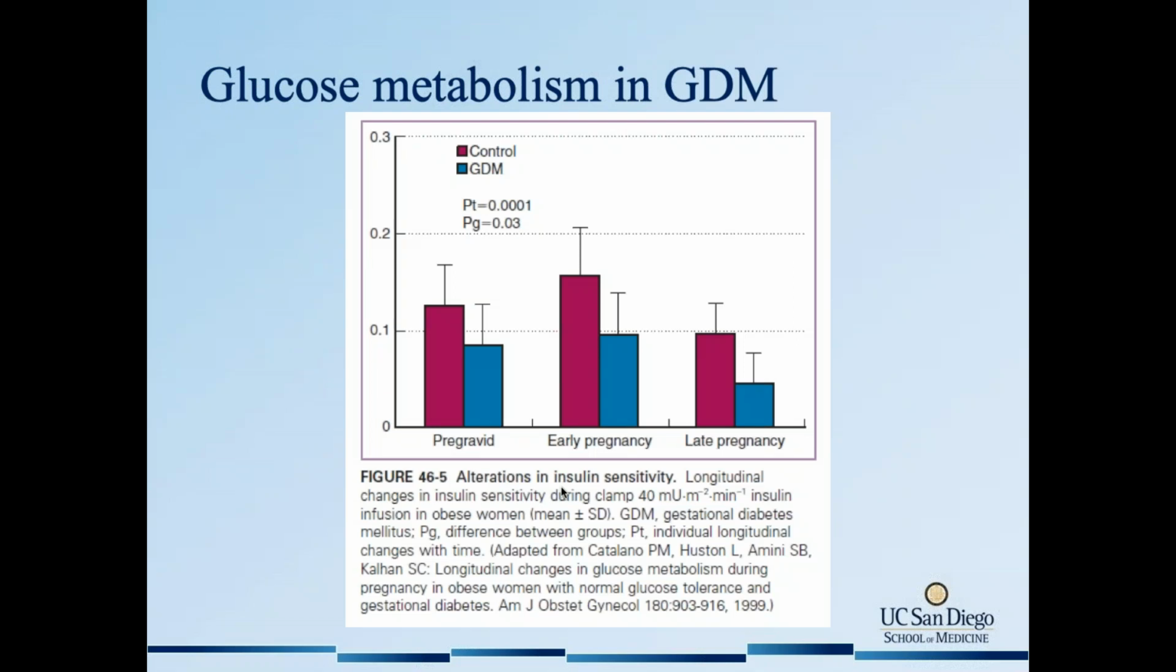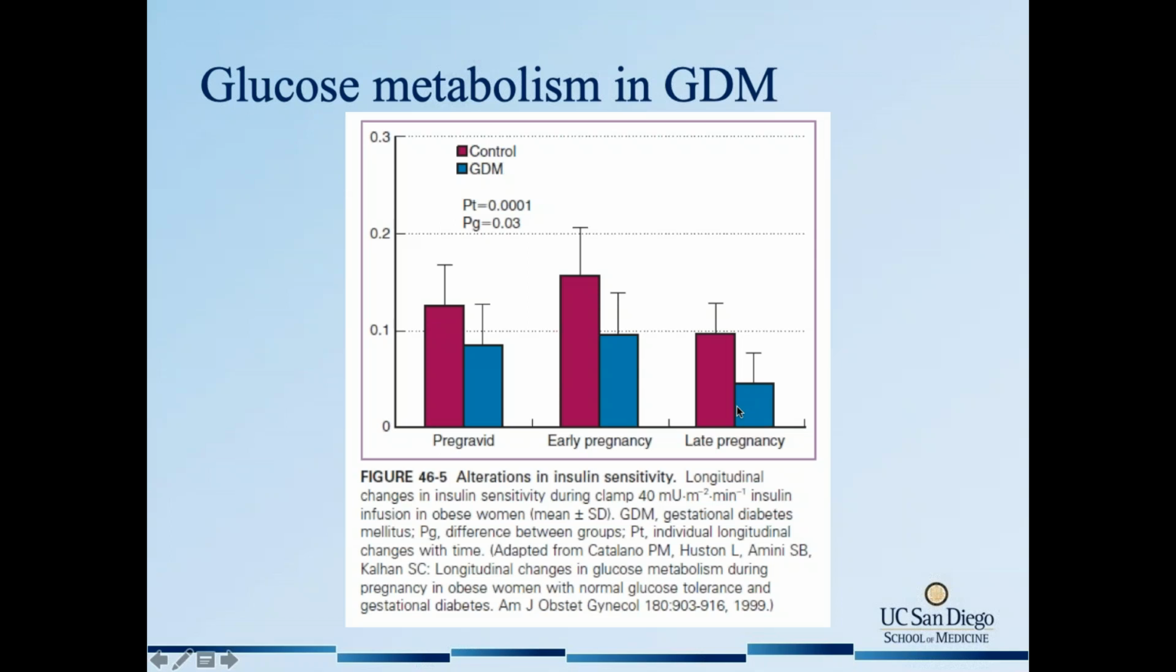We know that mothers with gestational diabetes already have some underlying changes in their insulin sensitivity. This was a study published in AJOG by Dr. Catalano many years ago, which sought to look at a cohort of pre-gravid women and then follow them in early pregnancy and late pregnancy and look at the insulin sensitivity. And as you can see, in early pregnancy, there's actually a rise in insulin sensitivity, but then in late pregnancy, what we call insulin resistance.